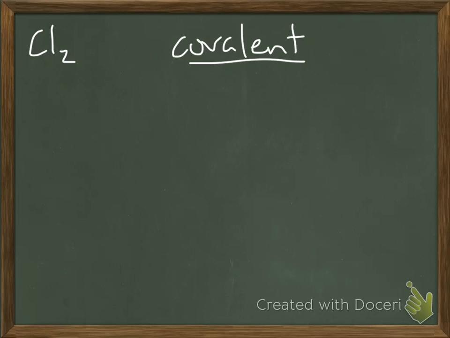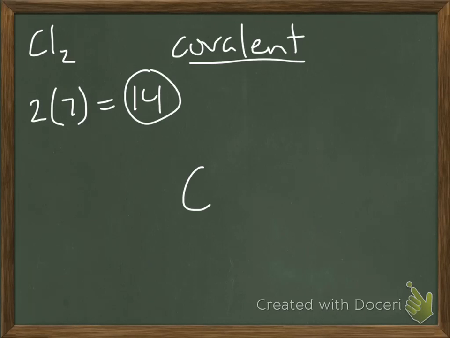Let's count up the electrons. There are 2 chlorines. Each chlorine has 7, so that's a total of 14 valence electrons. Next, we got to draw it. We have 2 Cls. Let's start by just filling in the electrons around the outside.